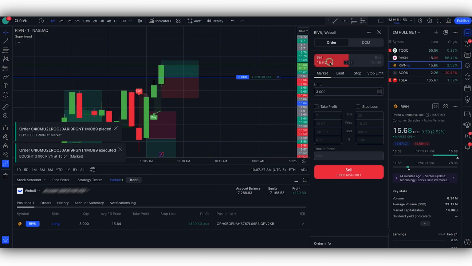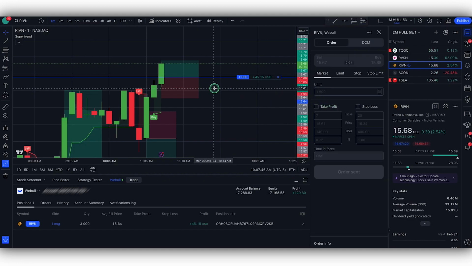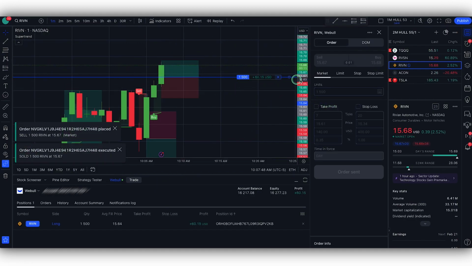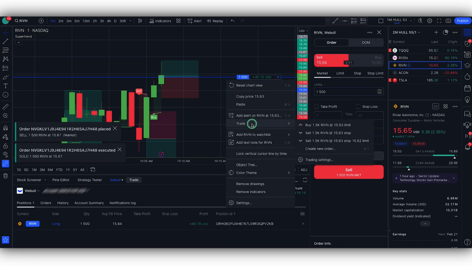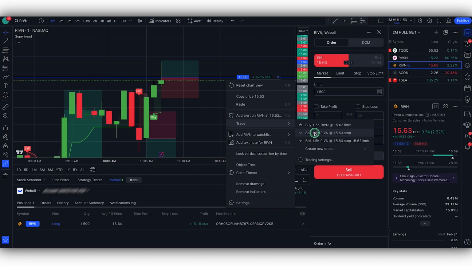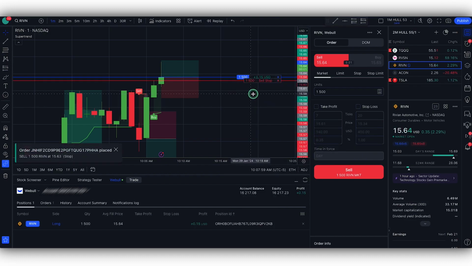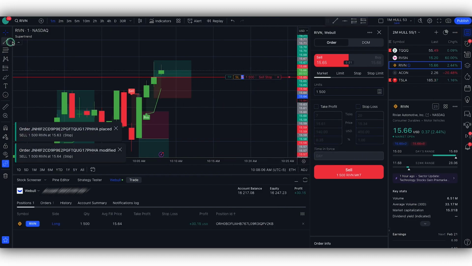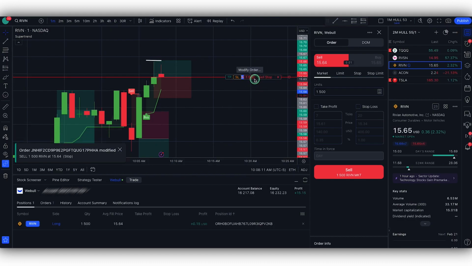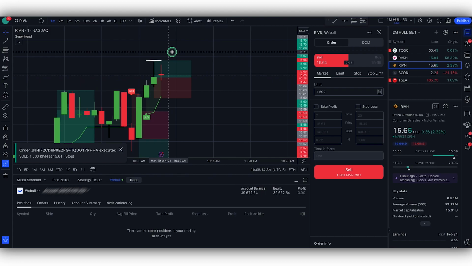And now we're going to be selling half of that. Okay, I just went ahead and sold half, and then for the remainder, I'm going to right click here, trade, sell 1500 on the stop at where we bought at. I'm going to mark it right here that this is a sell. So we have a sell that just got hit right there.